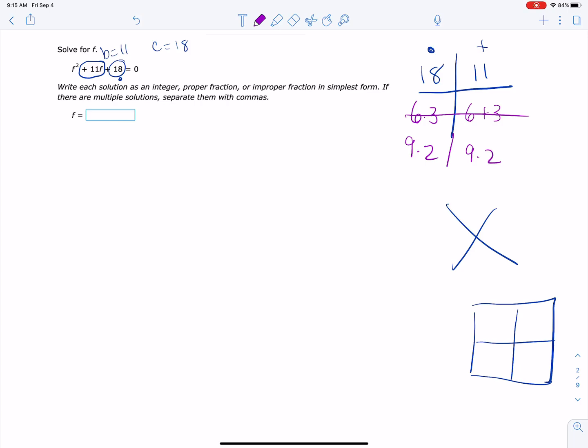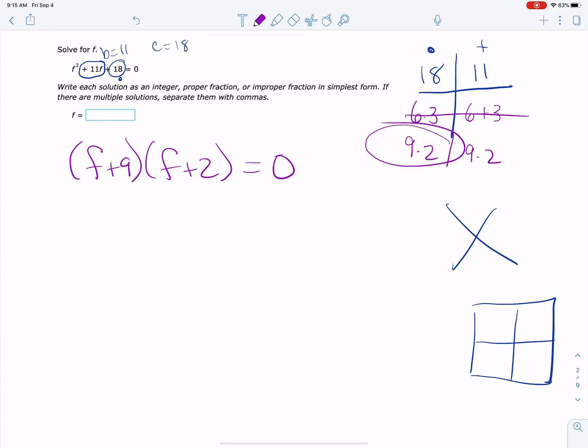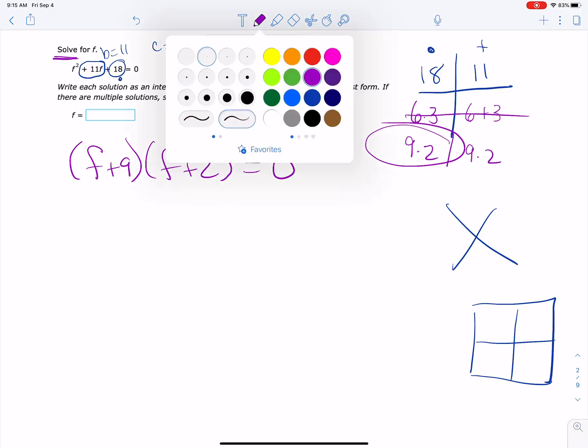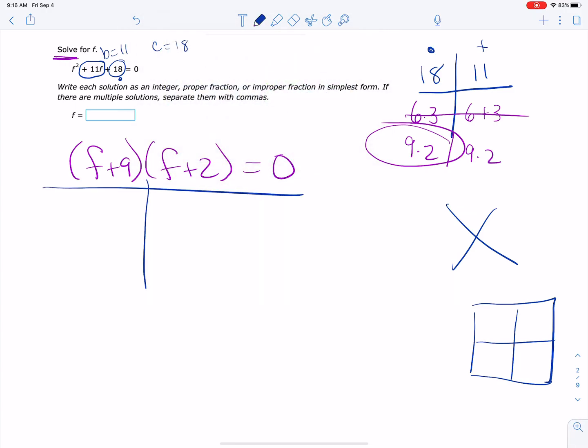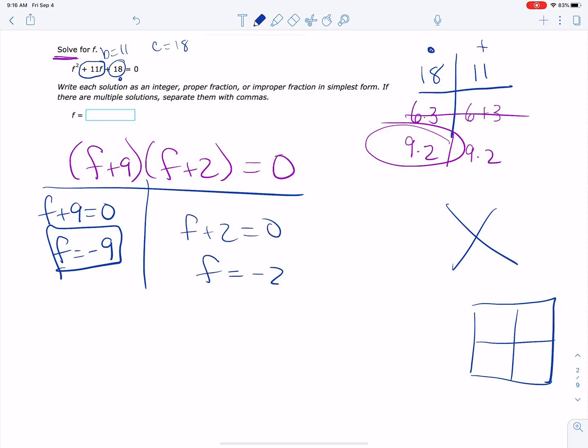Okay, so 9 times 2 is 18. 9 plus 2 is 11. So these are my factors, and I'd write it in factored form, which would be f plus 9 times the quantity f plus 2 equals 0. So that's factored. Now, because it says solve, I have to go one step further and actually branch off and solve. So I would say f plus 9 is 0, which means f is negative 9. And f plus 2 is 0, which means f is negative 2.